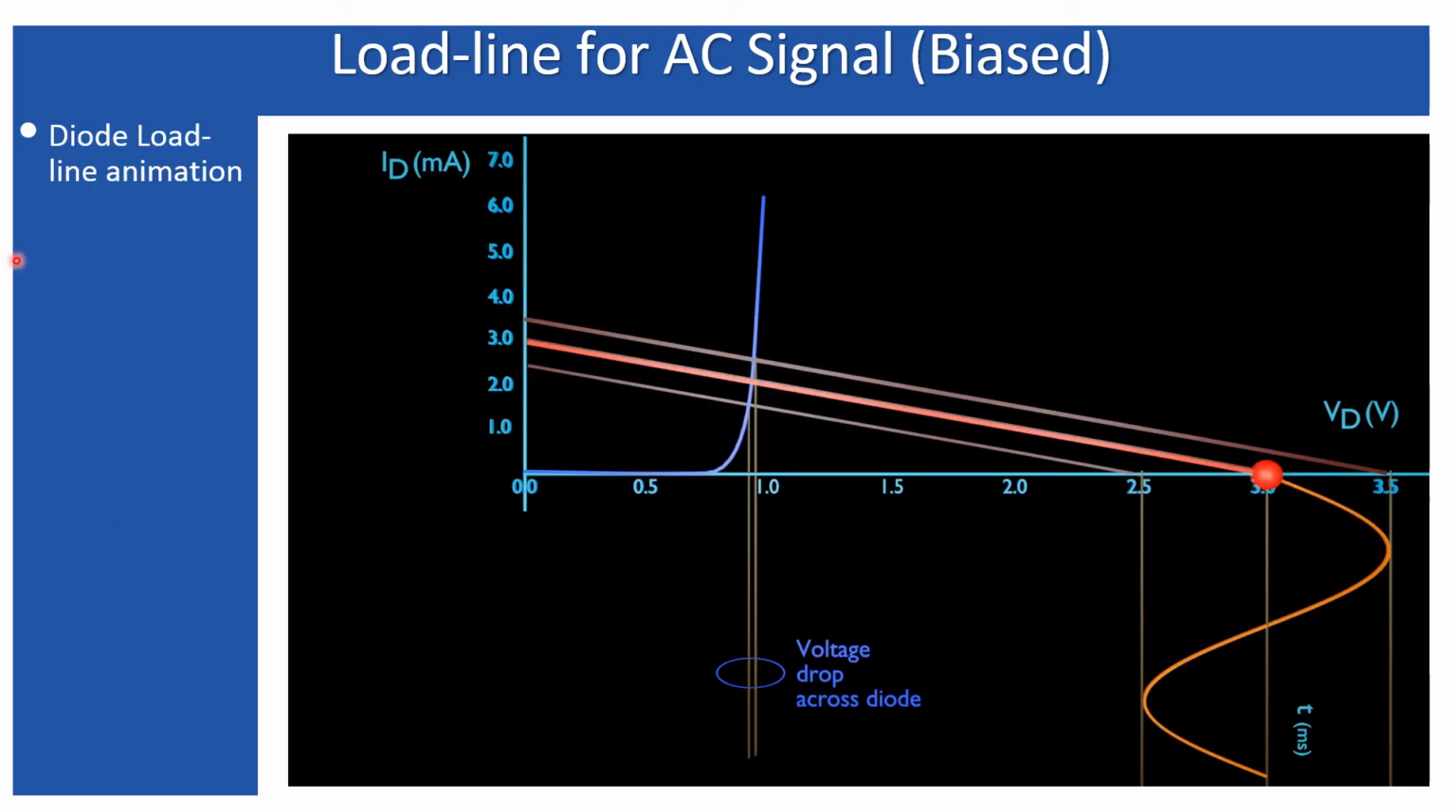The situation can be visualized in a better way by using this animation. That is why I have presented it over here. So look, this is 3.0 volt, this is 3.5 volt, and it is 2.5 volt. Now this input is varying around 3 volt, since when it is attaining its positive peak, it is going to be 3.5 volt. So for 3.5 volt, it is going to define an extreme load line, and for 2.5 volt, it also will define another load line at the opposite extreme.